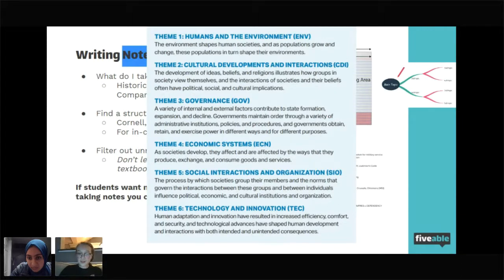And then theme 5 would be social interactions and organizations. So usually when we imagine that theme, it's mostly focused on different groups talking to each other, different groups meeting. And then the last theme is technology and innovation. Now, this is a new theme for this year, so I'm not 100% familiar with it, but it's basically just people inventing new ideas and new inventions.